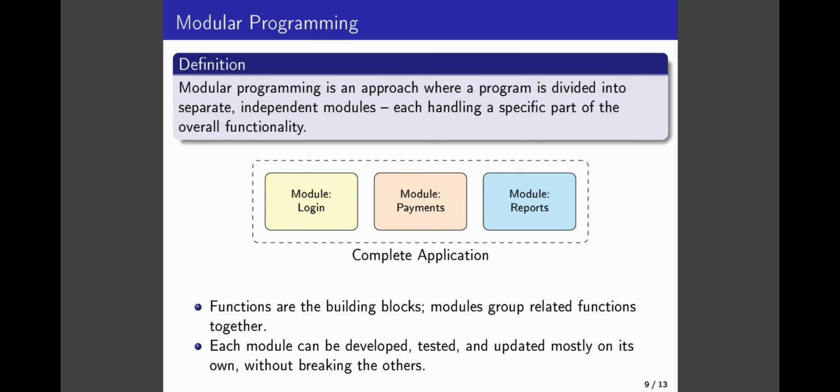Building on that idea of decomposition, let's look a bit deeper into modular programming. Modular programming is an approach where a program is divided into separate independent modules, each handling a specific part of the overall functionality. Take a look at this diagram. We have 3 modules here: login, payments, and reports. Together, grouped inside this dashed boundary, they form the complete application.